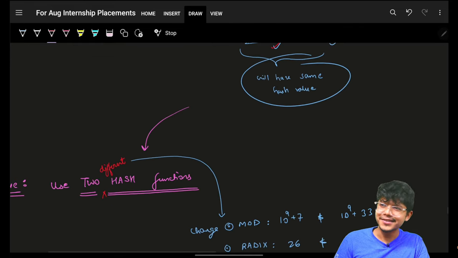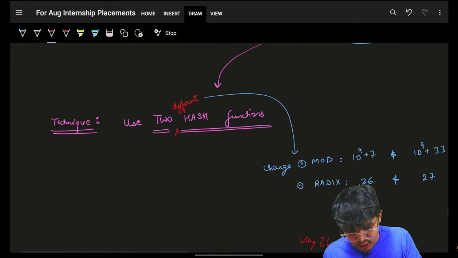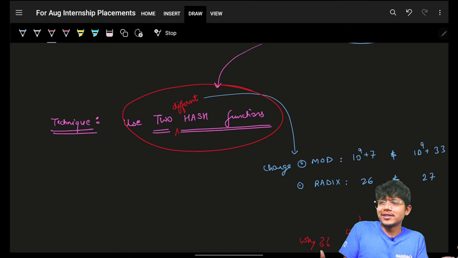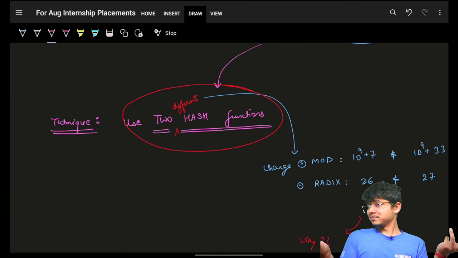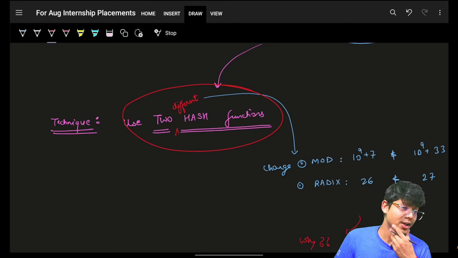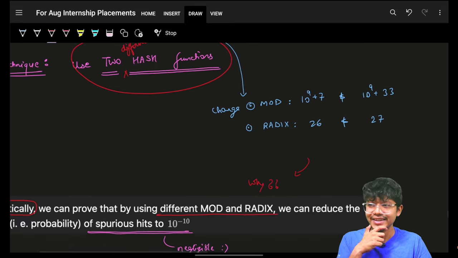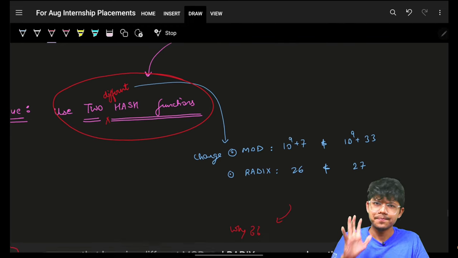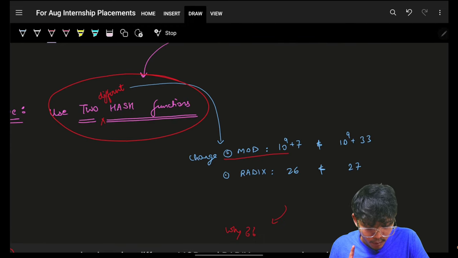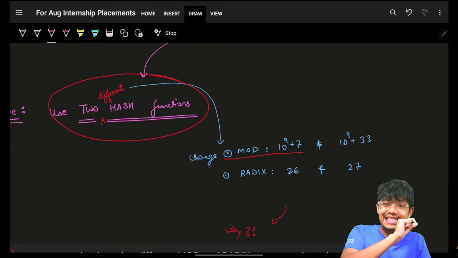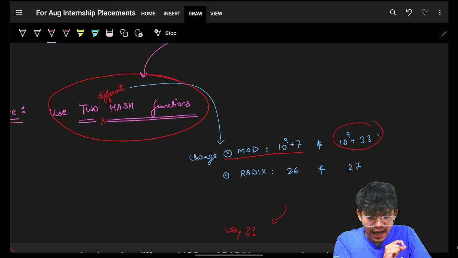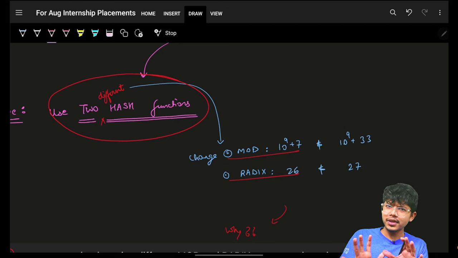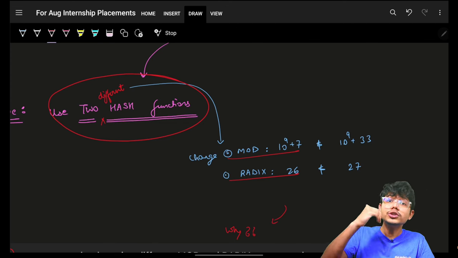What's the solution of this? The solution is to use two different hash functions. But Aryan, why use it? Still it will have collisions? No, bro. Firstly, what does using two hash functions mean? If you remember, earlier we used a mod value of 10^9 + 7 and a radix value of 26. Now I'm saying use two hash functions.